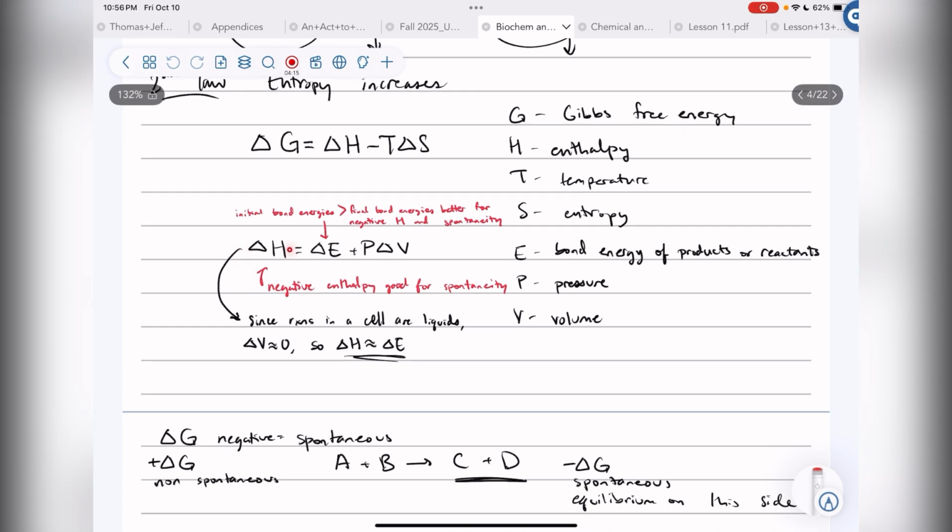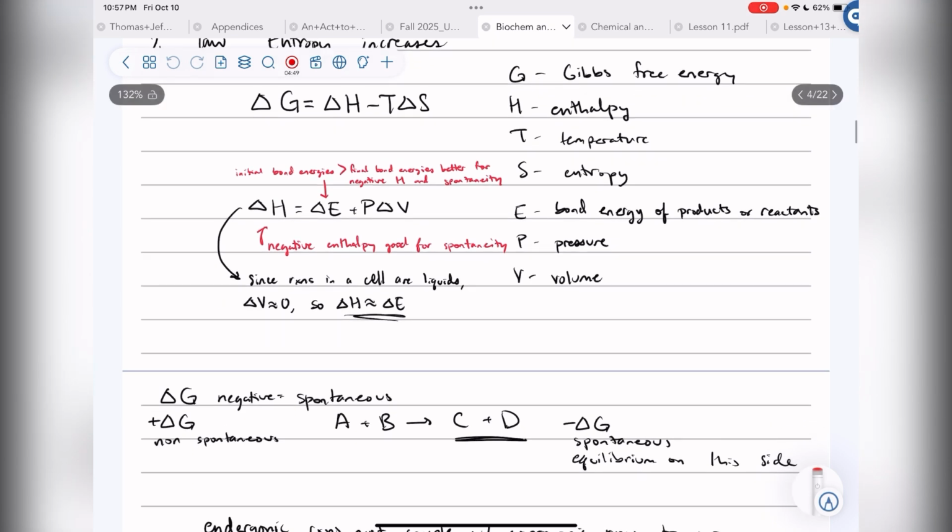Let's see. Okay, it says the delta H, which is the enthalpy. Remember, this is like exothermic, endothermic. It equals the change in the bond energies plus pressure times change in volume. So what this means is if the change in your bond energies is negative, then that means that your final bond energy minus your initial bond energy is negative. So the energy in the final bonds is lower. So that means it got more stable. So therefore it's exothermic.